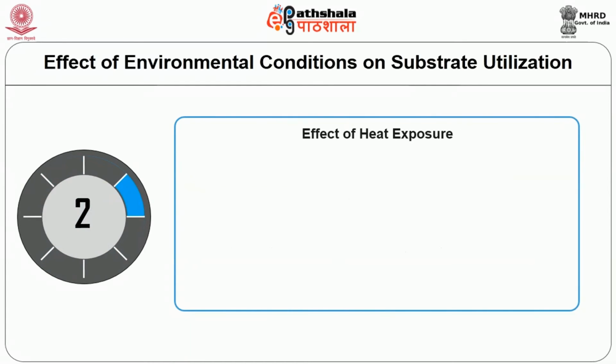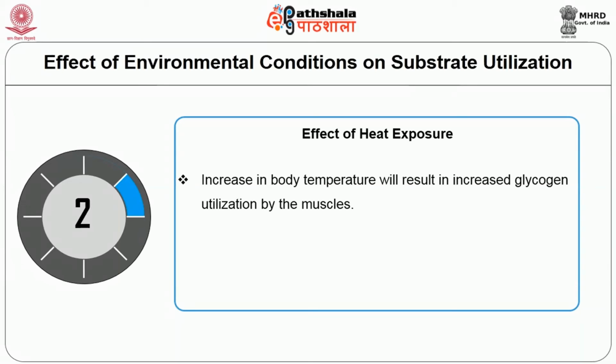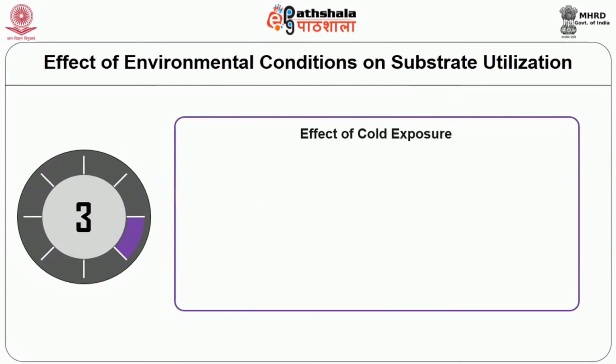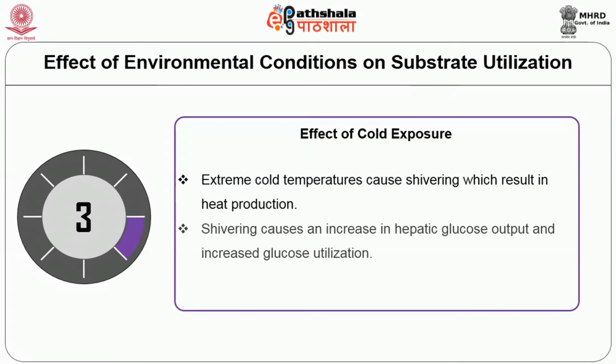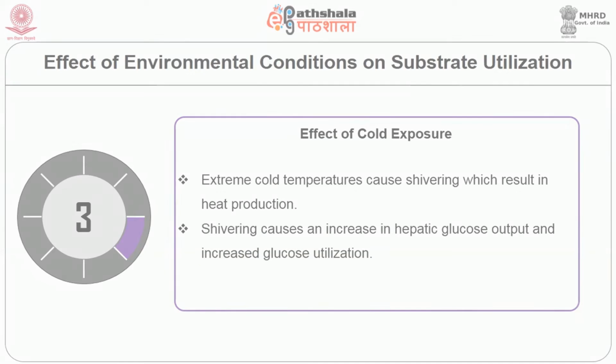Effect of heat exposure: an increase in body core temperature will result in increased glycogen utilization by the muscles. Cold exposure also contributes to increased utilization of carbohydrates. In fact, extreme cold temperature causes shivering, which results in heat production. Shivering causes an increase in hepatic glucose output and increased glucose utilization.